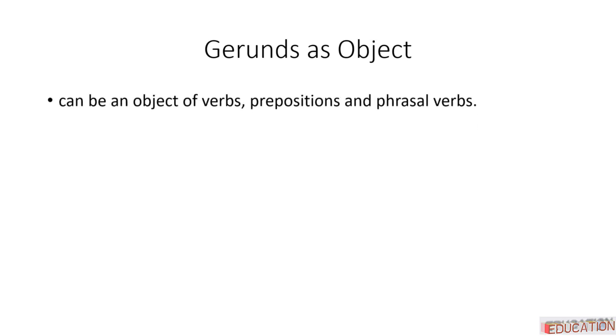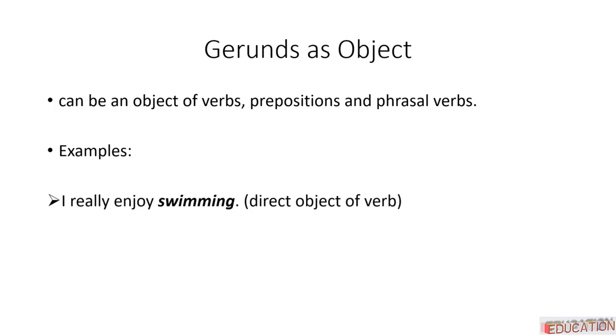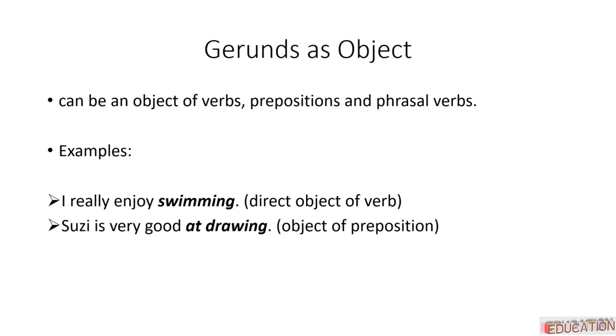Gerunds can be the object of verbs, prepositions, and phrasal verbs. And here are some examples. I really enjoy swimming. Swimming is the direct object of the verb enjoy. Susie is very good at drawing. And here drawing is the object of the preposition at.